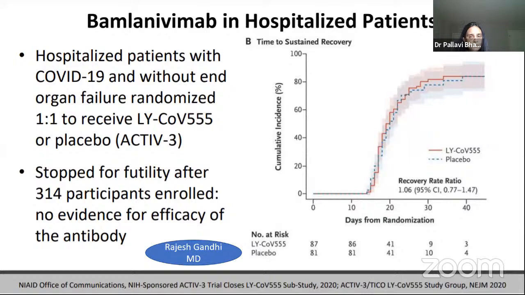I wanted to show this as well as the other trial, with the combination Regeneron product, which were pulled out both for futility reasons. So when they looked at efficacy of BMAB in hospitalized patients with COVID-19, it did not show any benefit. And they enrolled about 314 participants, and then because of lack of efficacy, this trial came to an end.